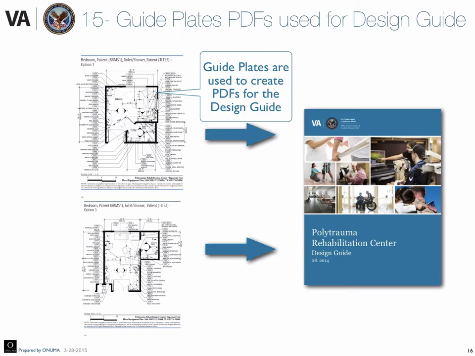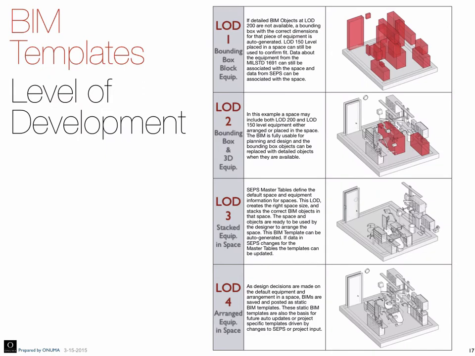The guide plates are used to create the PDFs for the design guide. So the recommendation is these templates can be used as part of the production process. And a little bit of discussion about the level of development. We're calling it level of development 1 through 4. The deliverable we're asking back from you as part of the department update is a level of development 4, which is essentially: here's a space and here's equipment arranged in the space in the right position.